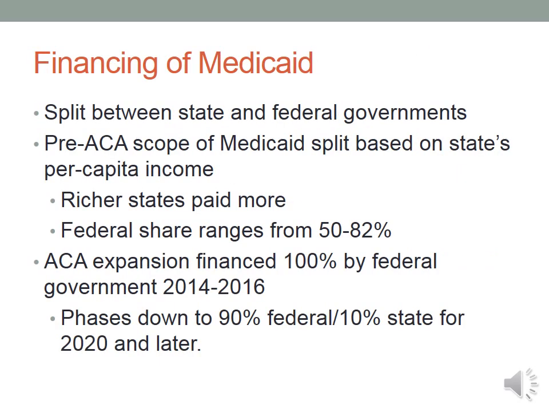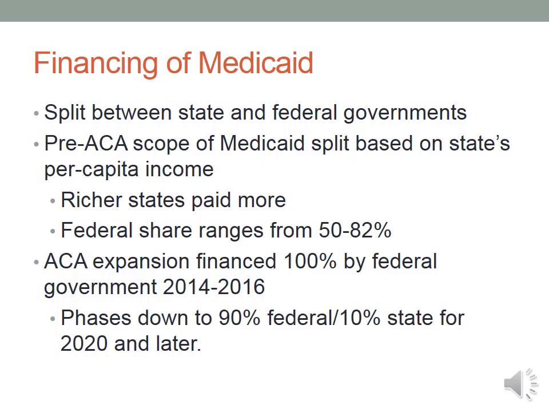How is Medicaid financed? Well, I just mentioned a minute ago that financing is split between the state and the federal governments. Prior to the ACA expansion of Medicaid, that is split based on the state's per capita income. Basically, richer states pay more. So if you have a high per capita income, your state will pay close to 50% of the cost, with the feds paying the other 50%. If you have a really low per capita income, then maybe your state will pay only 20% or 30% of the cost, with the federal government paying 70 to 80% of the cost.